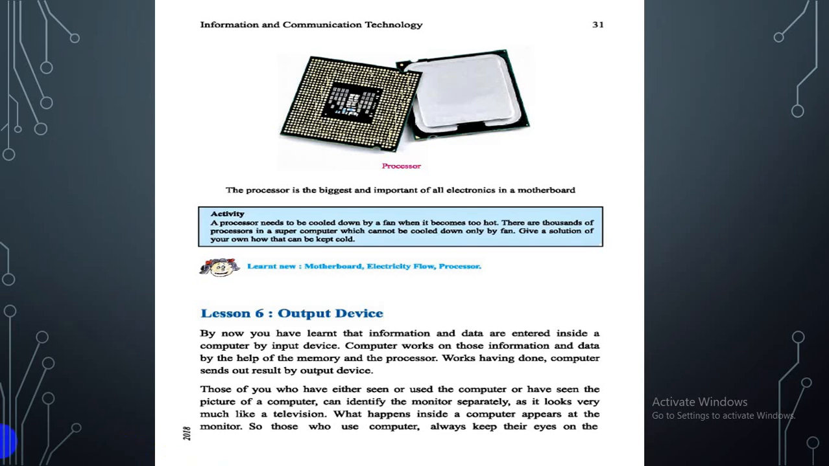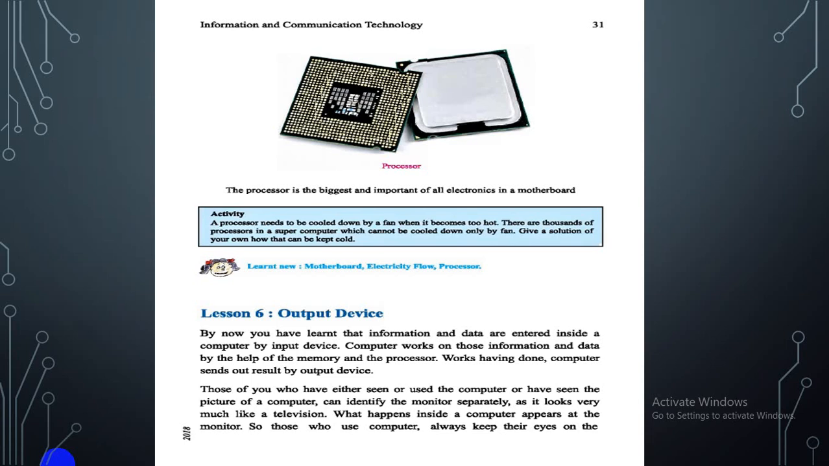Those of you who have either seen or used a computer, or have seen the picture of a computer, can identify the monitor separately. It looks very much like a television. The television gives us the picture, the results of the picture. This way the monitor also does the same work. So that's why the monitor is the output device.